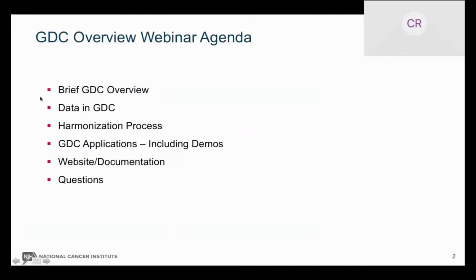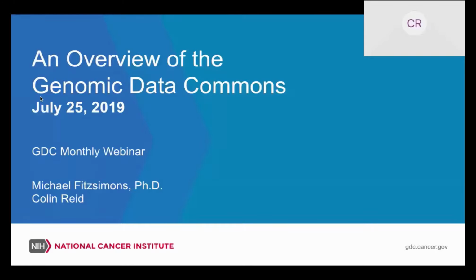So my name is Michael Fitzsimons. I'm the Director of User Services and Outreach at the Center for Translational Data Science at the University of Chicago for the GDC project. And I'm going to be presenting with my colleague, Colin Reed, who is a Senior Scientific Support Analyst for the GDC.